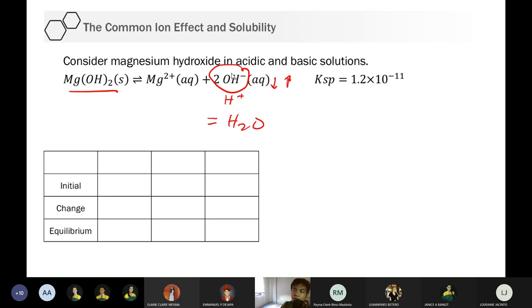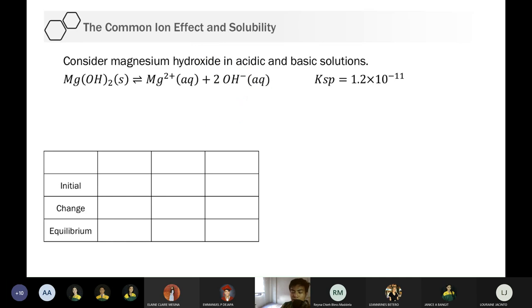Water kasi napoproduce, so bumababa to. That means the equilibrium will be shifted more to the right. Again, ito yung reason kung bakit ang ating insoluble bases, they are more soluble in acidic media, because in acidic media, the OH concentration becomes lower. Bumababa yan lalo as it reacts with H plus to produce water. So, the equilibrium will be shifted to the right now.